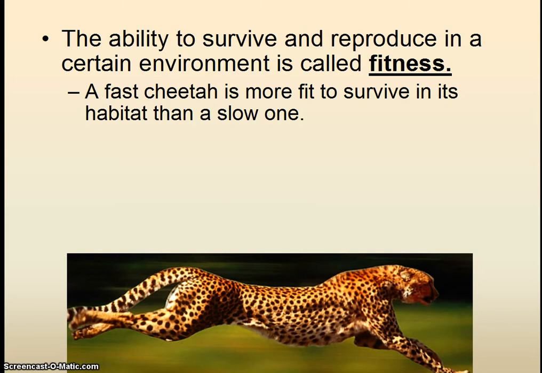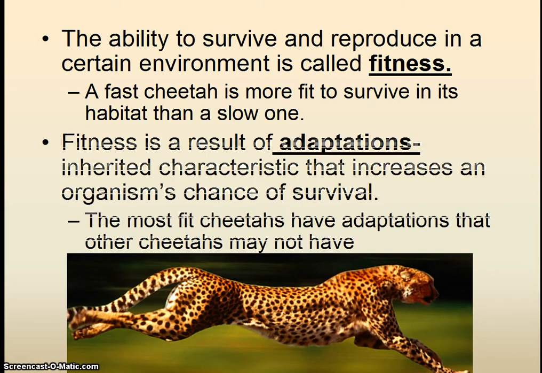in a certain environment. If you look down here at the picture, a fast cheetah is obviously more fit to survive in its habitat than a slow one. Well, why is it? What makes this cheetah so much more fit than maybe some other cheetahs in its environment? Here's another vocabulary word that you have to get very familiar with. Darwin said fitness is a result of these things called adaptations.